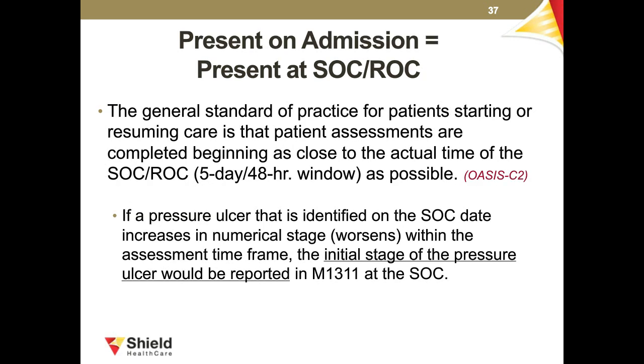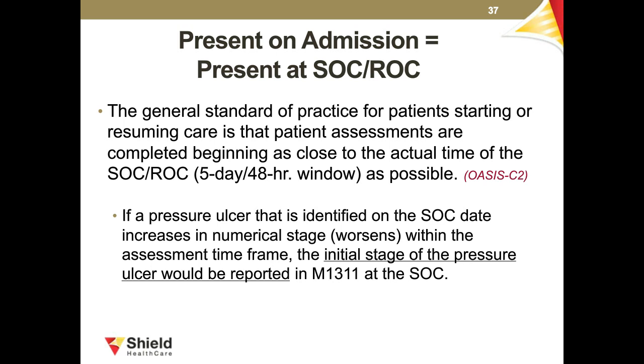So the general standard of practice for patients starting or resuming care is that the patient assessment is completed as close to the actual time of the start of care or resumption of care as possible. Even though we have 5 days for start of care and 48 hours or 2 days for a resumption of care, the first time we see the patient is when we have to evaluate what that pressure ulcer is and what its stage is. And so we cannot show a worsening of an ulcer.